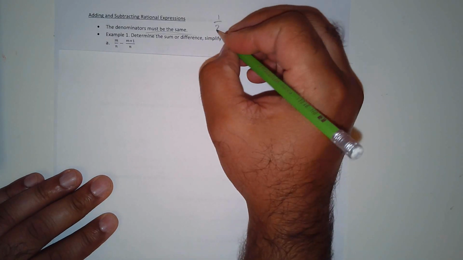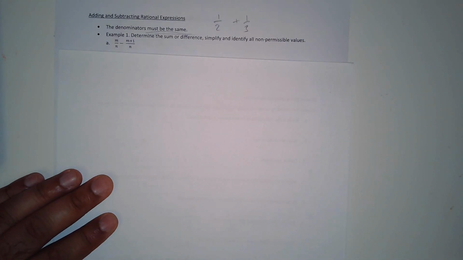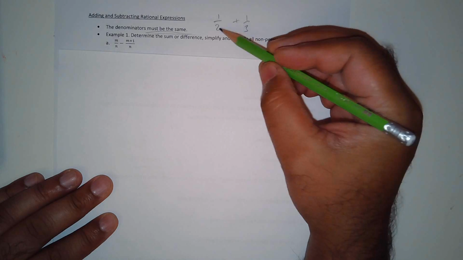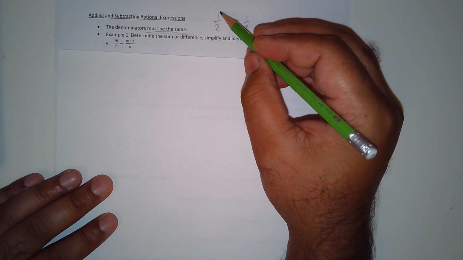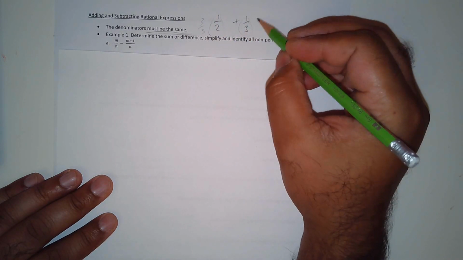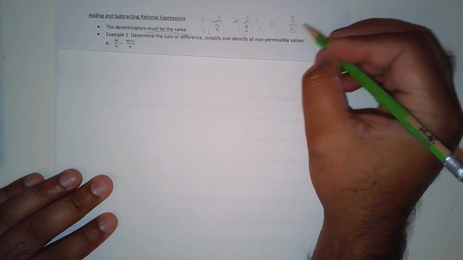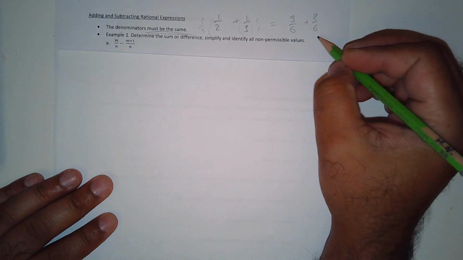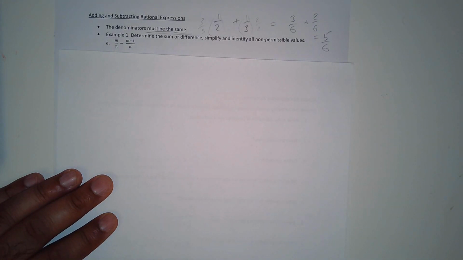So like, for example, if I've got 1/2 plus 1/3, okay, I can't add those the way it is. So I have to have a common denominator between 2 and 3, which would be 6. So that means I have to multiply this one by 3 over 3, this one by 2 over 2. So this becomes 3 over 6 plus 2 over 6, which becomes 5 over 6. Okay, so you have to have a common denominator when you add and subtract fractions.